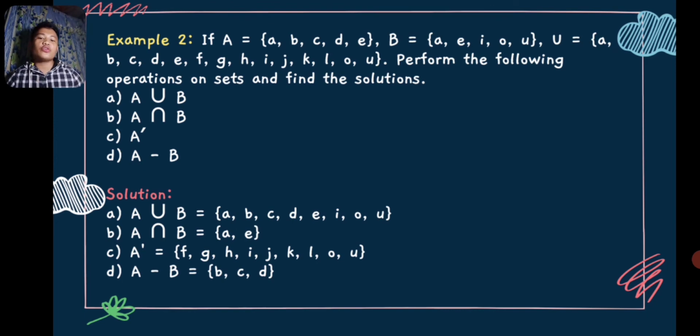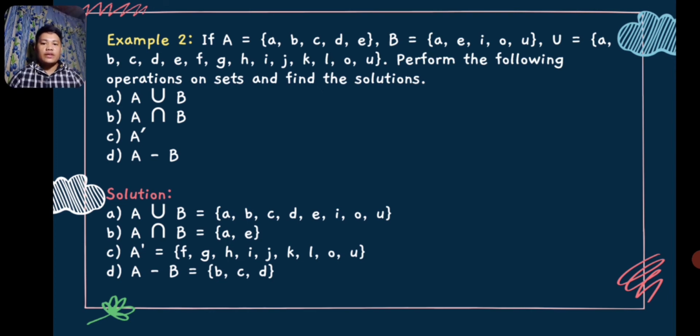In the union of set A and set B, we have obtained the solution A, B, C, D, E, I, O, and U. Why is that so? Remember that in the union of sets, we just combine the elements of the sets. Here in set A and set B, we have repeated elements, which are A and E. In the union, let us not write down repeated elements. Let us just write A and E once in the union of A and B.